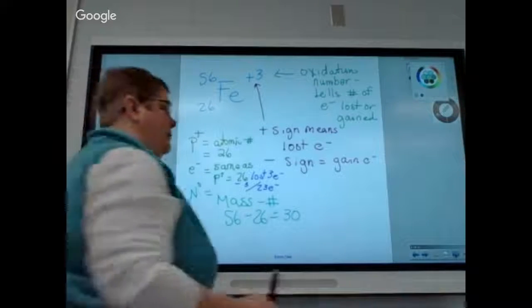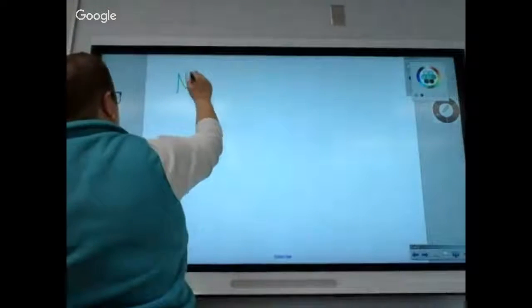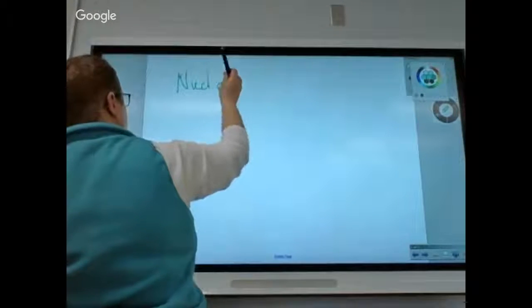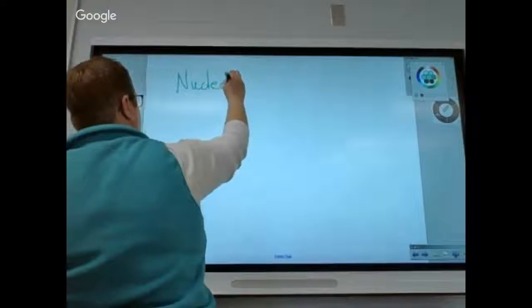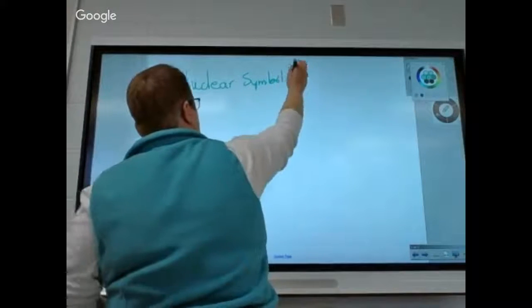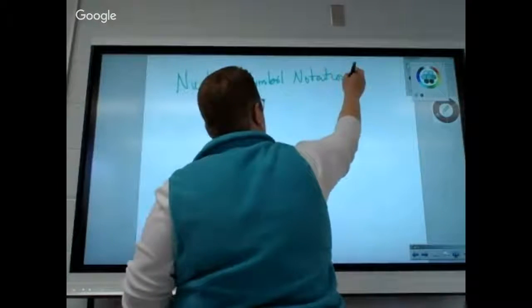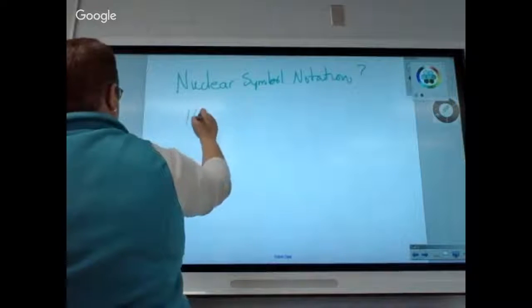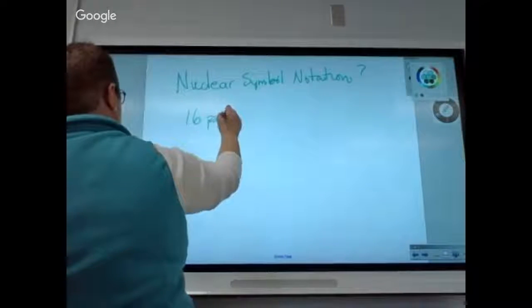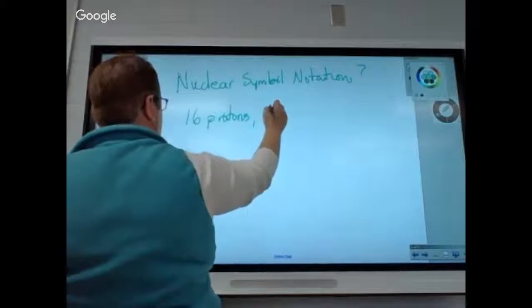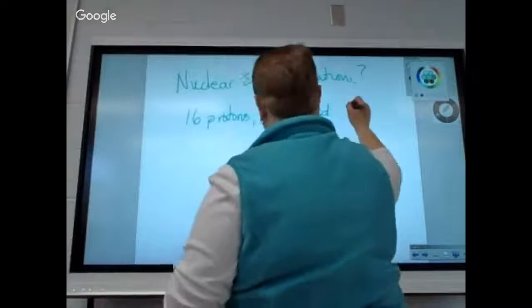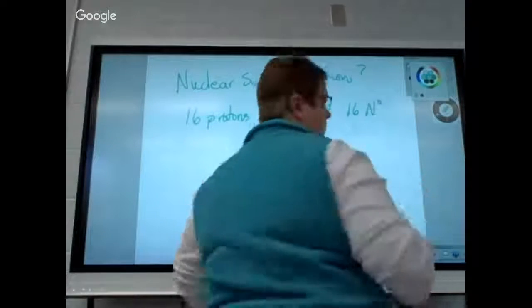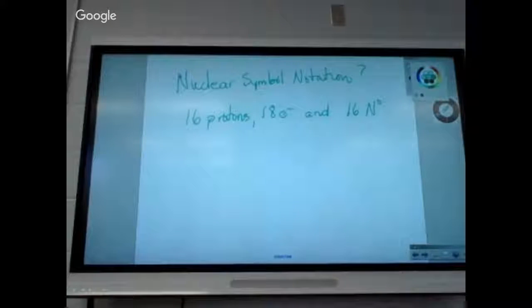All right. Let's say that I want you to write nuclear symbol notation, and I give you 16 protons, 18 electrons, and 16 neutrons. All right. Suppose I give you that.